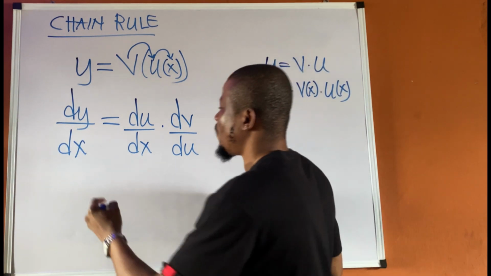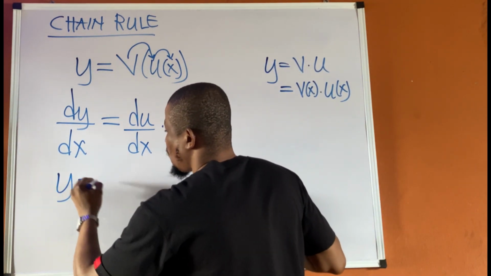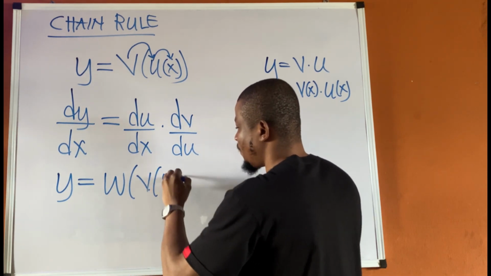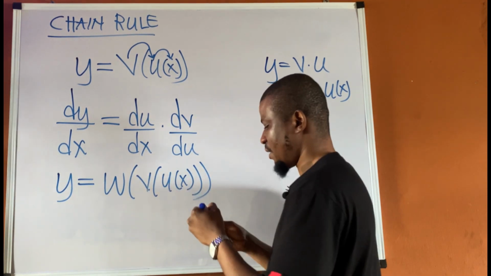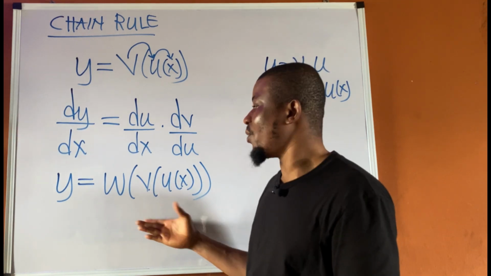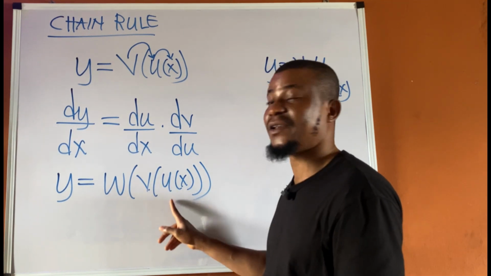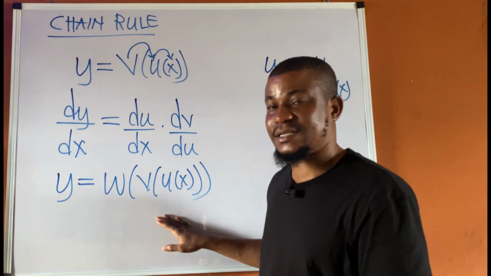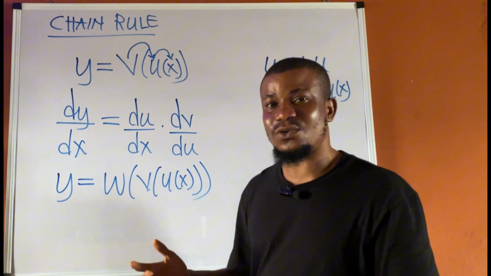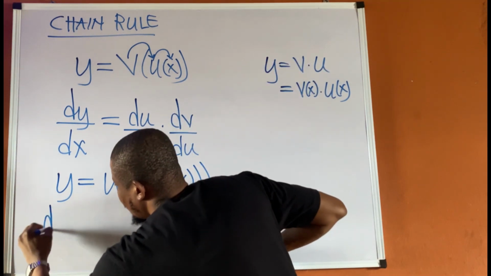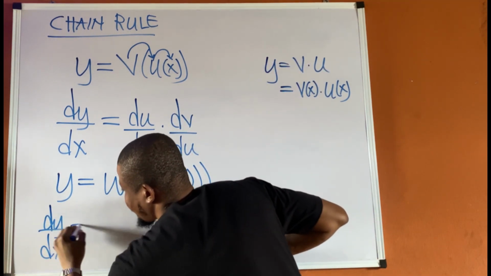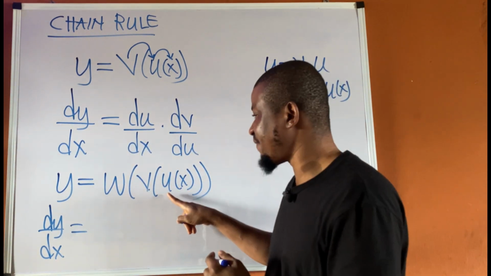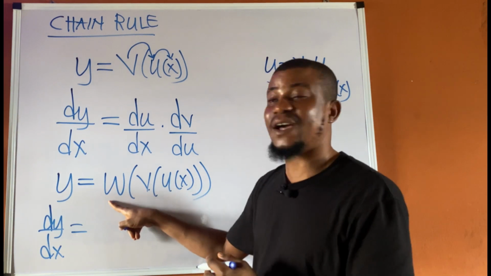What if I have a chain of functions like this? y equal to w of v of u of x. This is still a chain function, but we have a function of another function. This is a triple function. Alright? How do we find dy/dx here? To find dy/dx is also very simple. Simply identify your innermost function, the u of x, identify u, identify v, identify w.